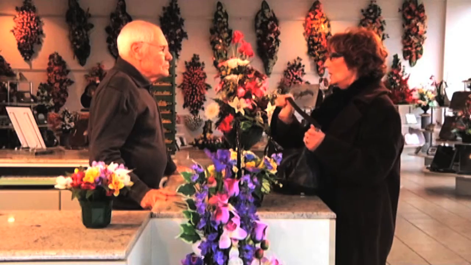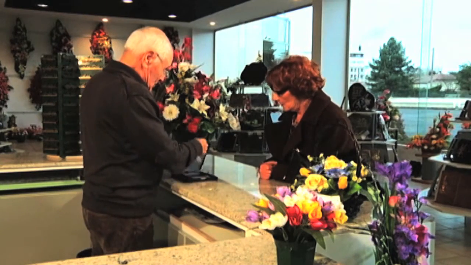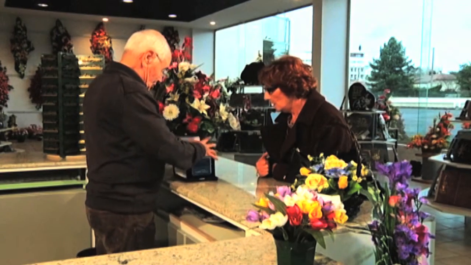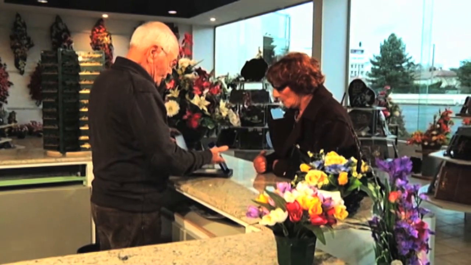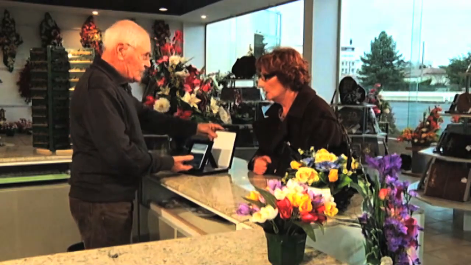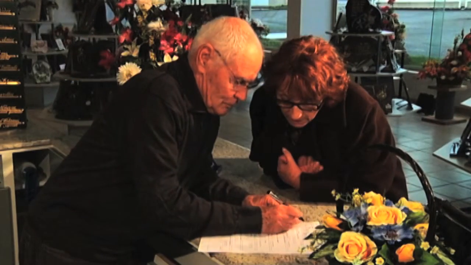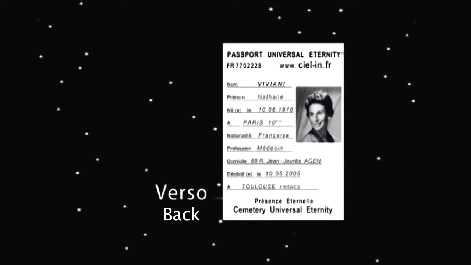The funeral home welcomes you and illustrates the features of the Passport Universal Eternity. Its originality consists in the creation of a material support that enables identification of the deceased, which allows the family to accompany and perpetuate the memory of the loved one regardless of the type of funeral. The back component of the passport is created with information and photos relating to the identity of the deceased provided by the family.